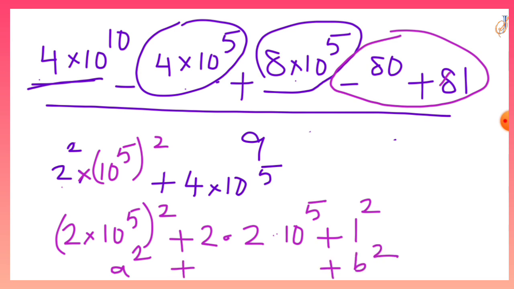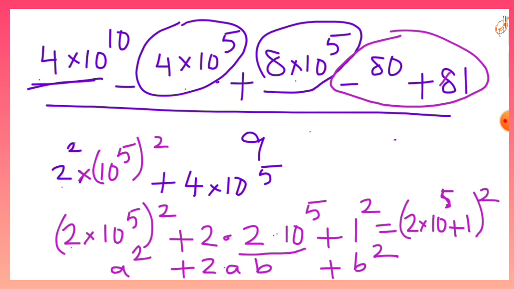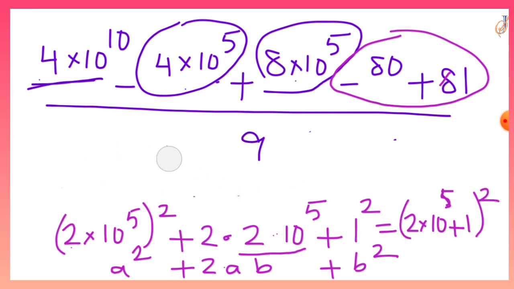Now the middle term, it is in the form of 2 times a times b. A means 2 times 10 power 5, this is a. B is 1. If we write times 1, the term won't change. So just write times b. It is in the form of a plus b whole square, isn't it? So now we can write this as a plus b whole power 2, where our a is 2 times 10 power 5. This is the numerator part only. Still we have the denominator, that is 9. So you have to write 9 as 3 power 2.